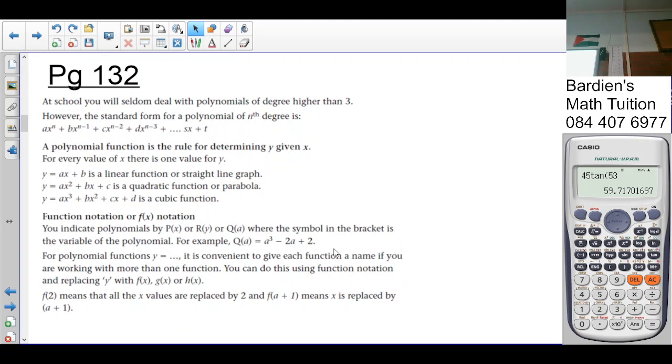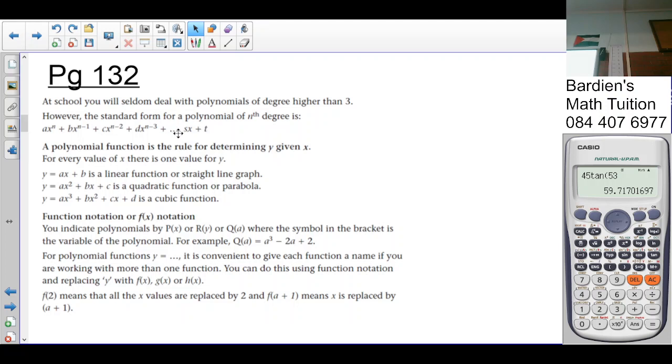At school, we will seldom deal with polynomials of a degree higher than 3. Okay? We're going to work mainly with x to the power 3 as the biggest. However, the standard form of a polynomial of the nth degree is ax^n plus bx^(n-1) plus cx^(n-2) and so on, all the way to sx plus t, which is a constant. If you take that into account, it's linear.